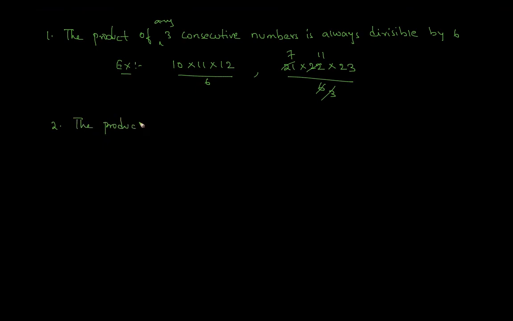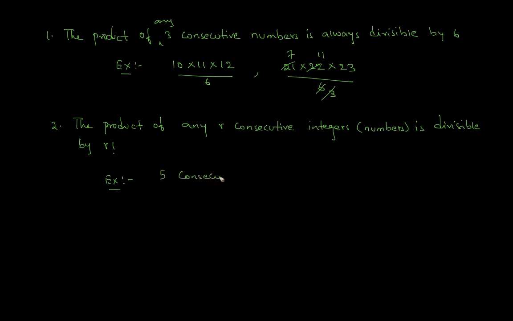The other property is the product of any n consecutive integers or numbers is divisible by n factorial. Example: if I take any 5 consecutive integers, definitely it is divisible by 5 factorial. If I take 11 into 12 into 13 into 14 into 15, these are 5 consecutive integers, so definitely it will be divisible by 5 factorial.